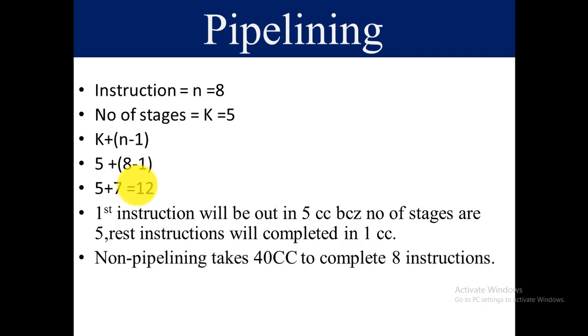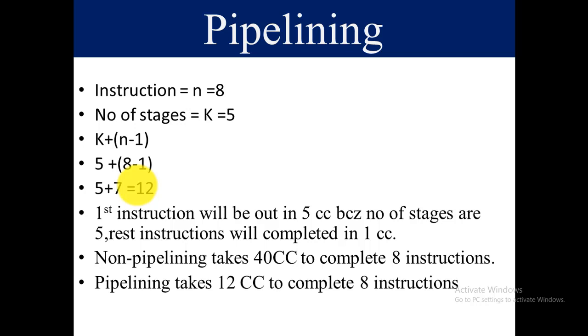So the difference is, in non-pipelining it takes 40 clock cycles to complete 8 instructions, while in pipelining it takes only 12 clock cycles to complete 8 instructions. So there is a huge difference between 12 clock cycles and 40 clock cycles. Obviously, adopting the pipelining architecture not only improves the performance, but it also saves time. So this is all about today's lecture.